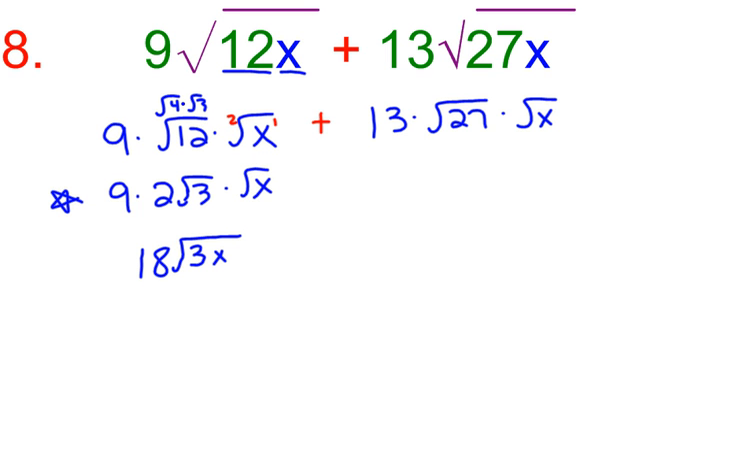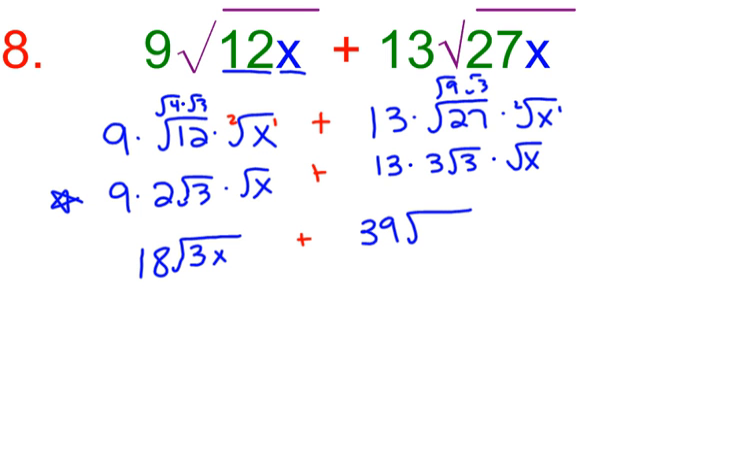So the same idea comes over here. I'd leave the 13 alone. When I break down the square root of 27, I'd use 9 and 3. So I'd have 3 root 3. And then same idea, square root of x is not going to break down. So when I multiply these together, I would get 39 root 3x.